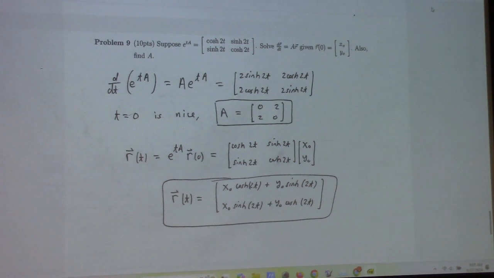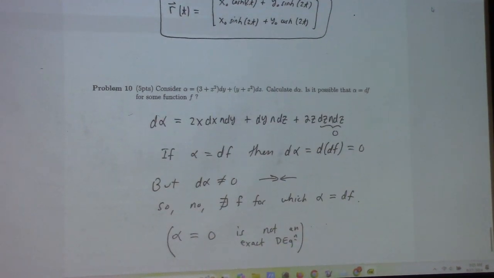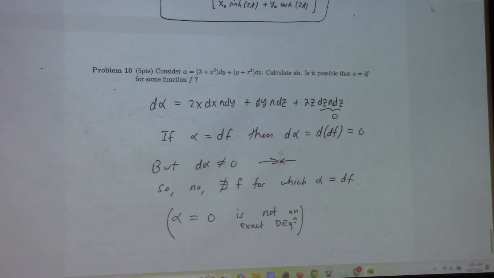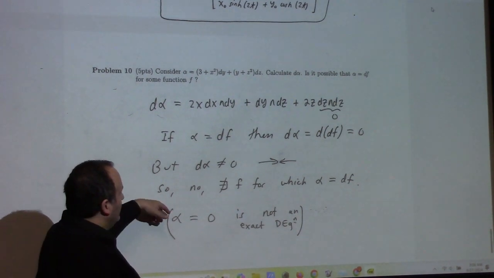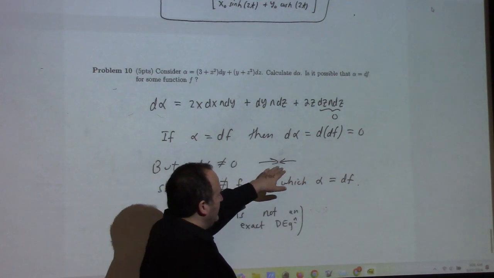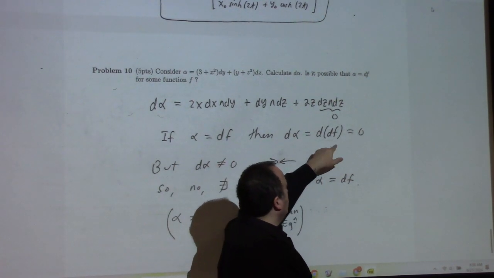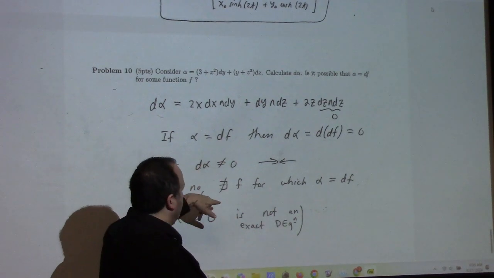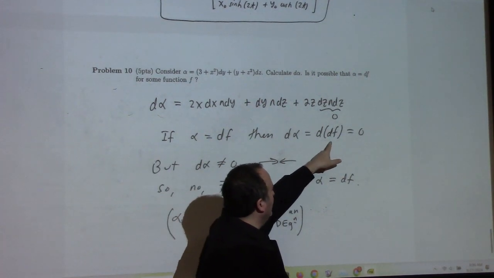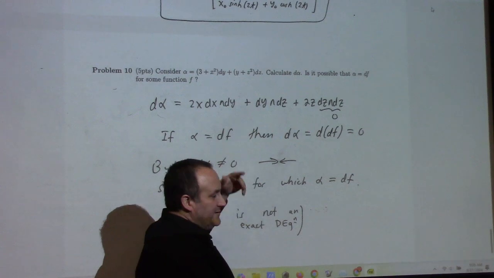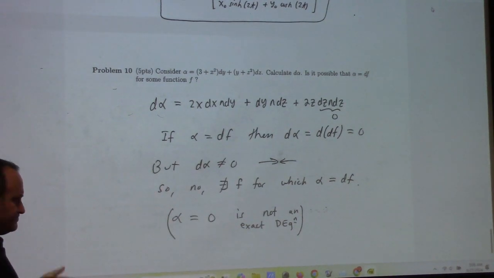That's really good. And then problem 10, there's not much to it really. You just calculate the exterior derivative, and since the exterior derivative is non-zero, but we proved in the homework that d squared was 0, you can't have both. If d squared is 0, but d alpha is non-zero, that's not possible. So that was it. That's the test.